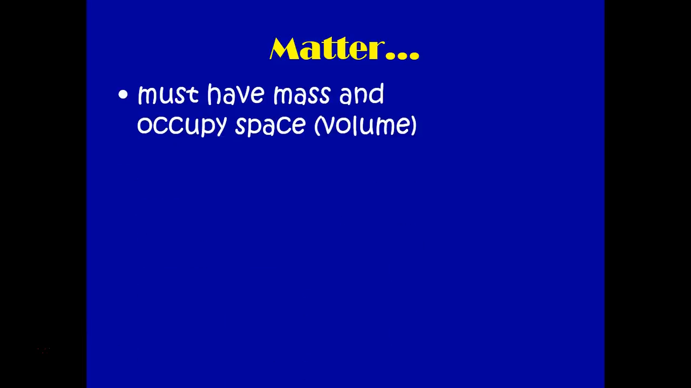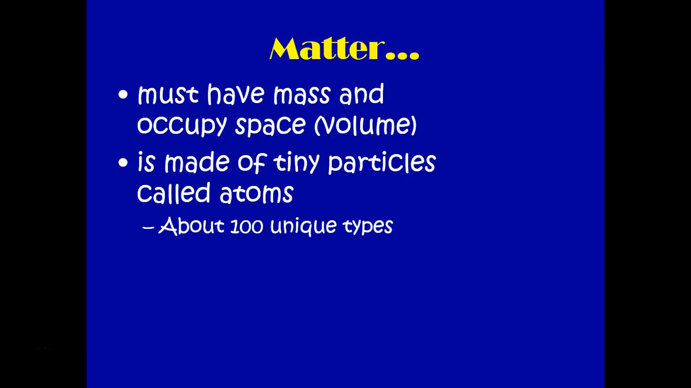So the first part of this discussion is trying to figure out what matter actually is. As a general principle, you can think of matter as something that has mass and occupies space. And so all of this stuff is made up of tiny little atoms. Many of you have heard of atoms before. We say there are about 100 unique types. And when we talk about these types, we mean the elements, which I'll talk about later on. So the elements are on the periodic table.